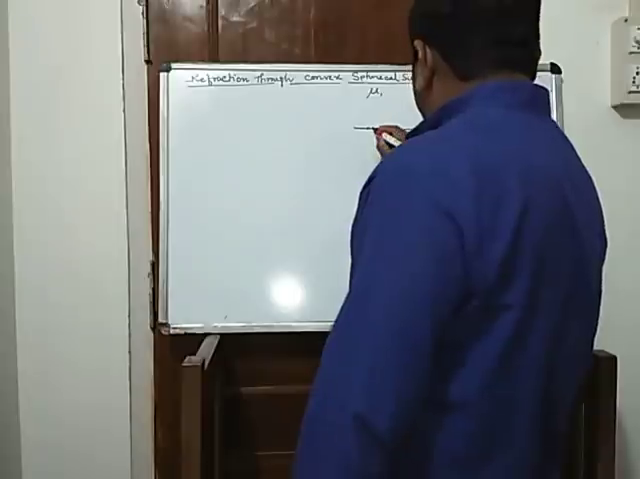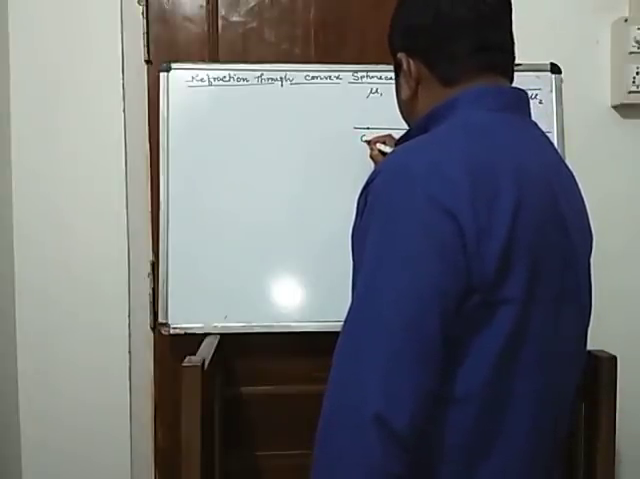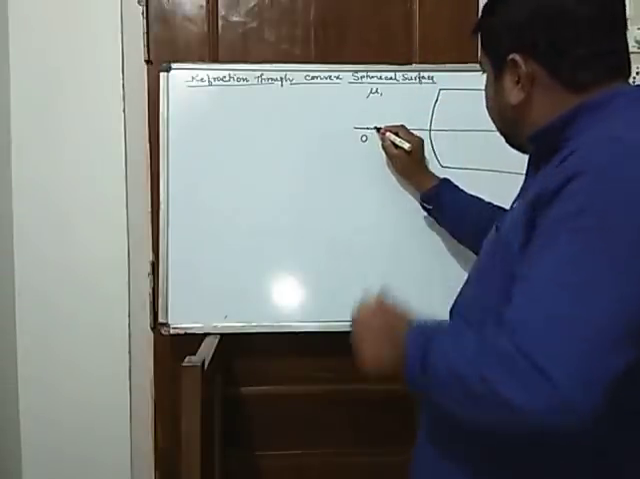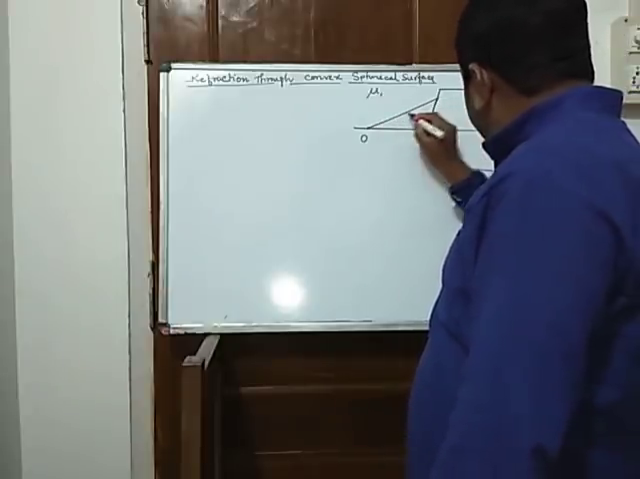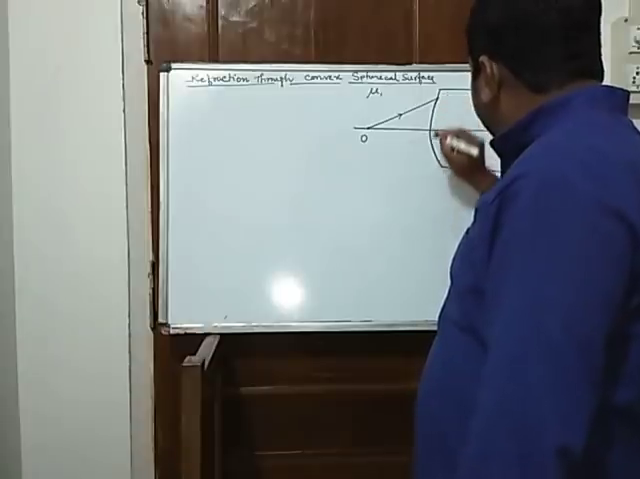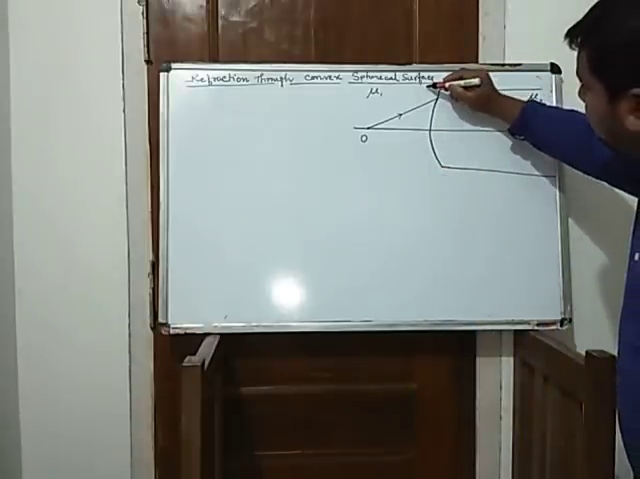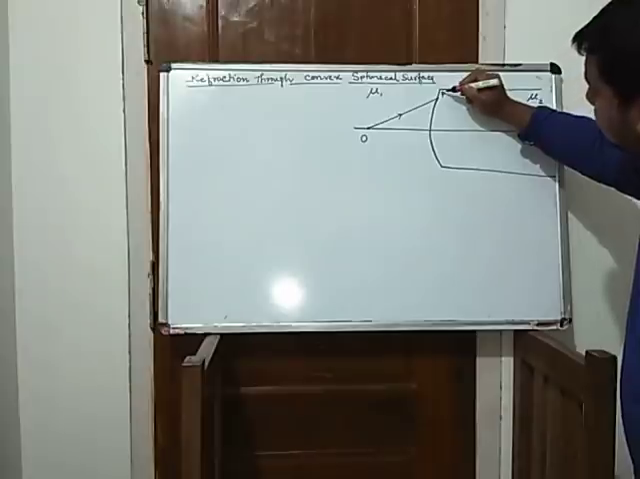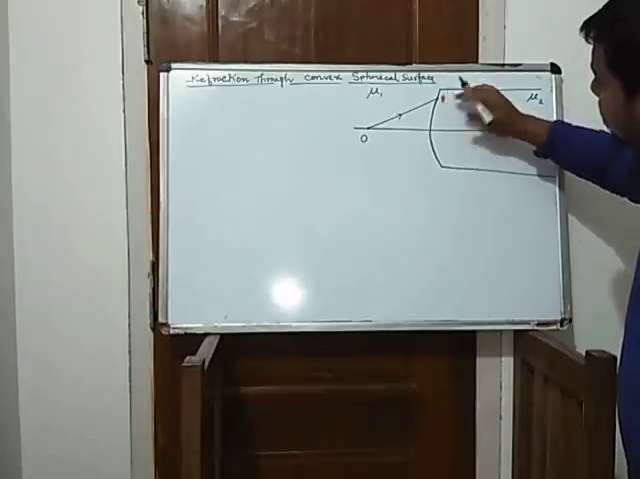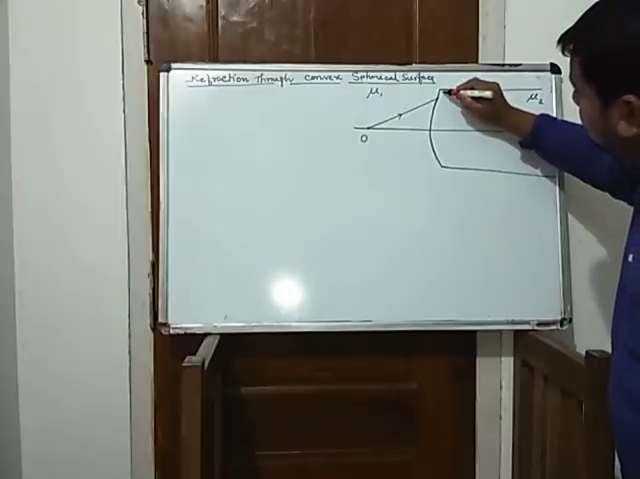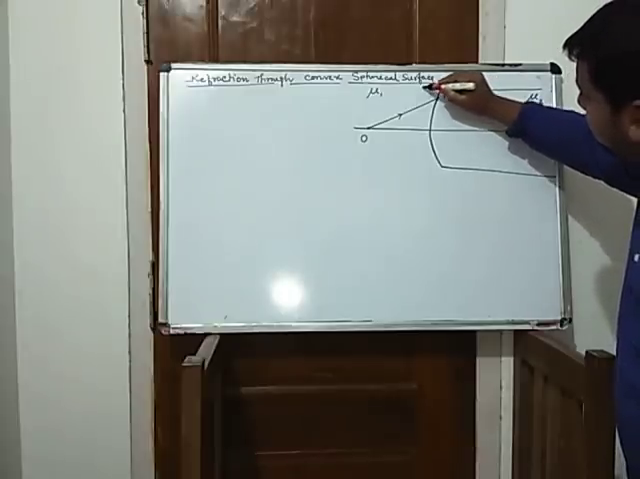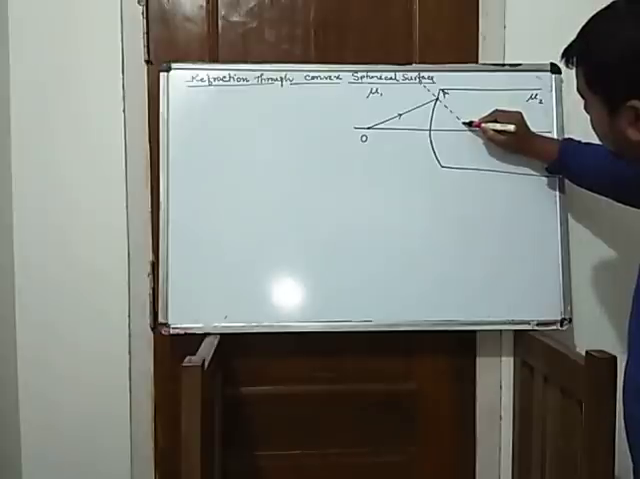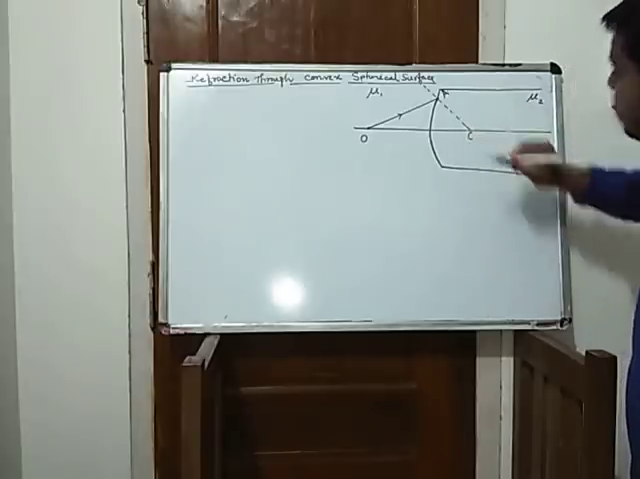So this is an object. A ray of light coming from the object is incident at that point. This is the point of incidence, point A, capital A. If we draw a normal at the point of incidence, it passes through the center of curvature C.